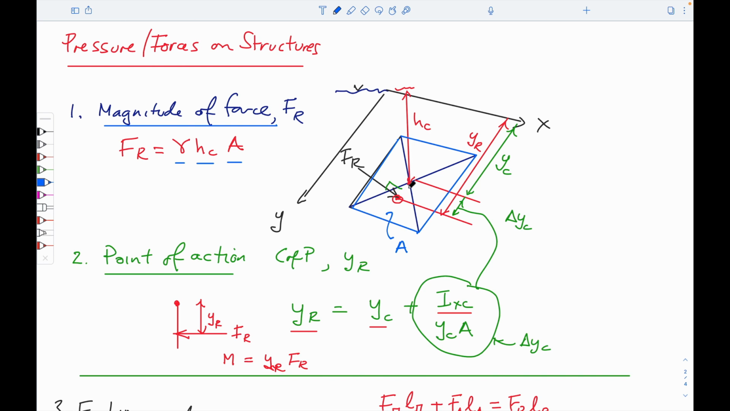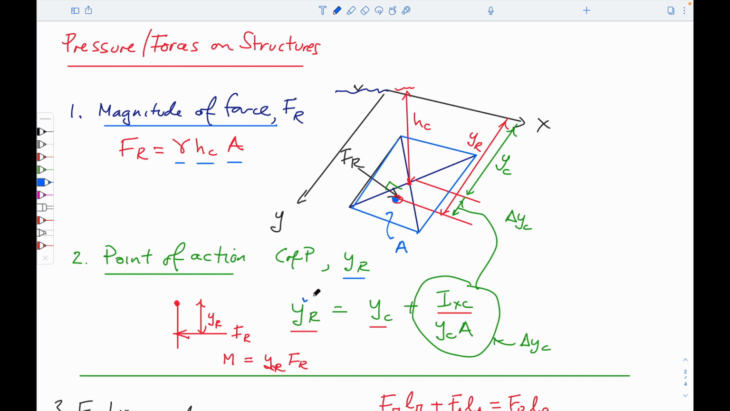It's important to note that the point of action of that force does not occur at the centroid, but it occurs at the center of pressure. And the center of pressure we can get from the magnitude of this YR. YR is always measured inclined from where the surface of the fluid, where the projection of the plate intersects the surface of the fluid, and the depth of the centroid is the slope distance to that point.